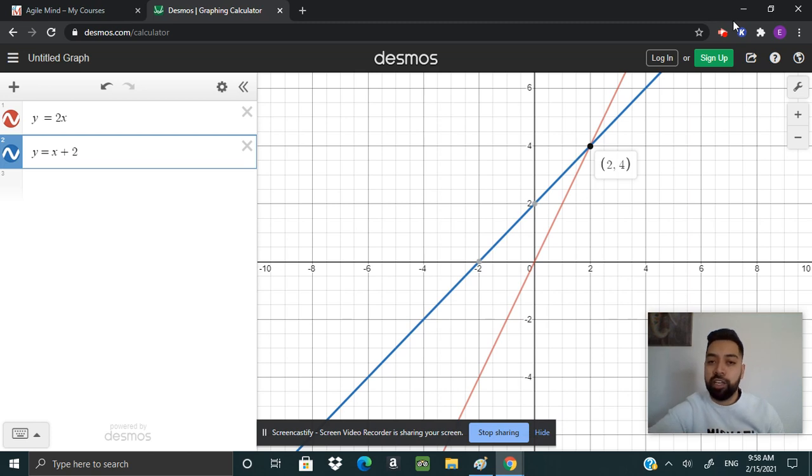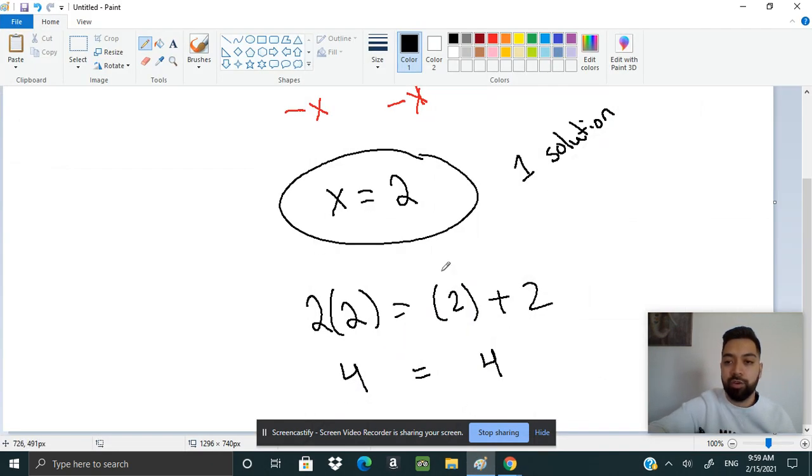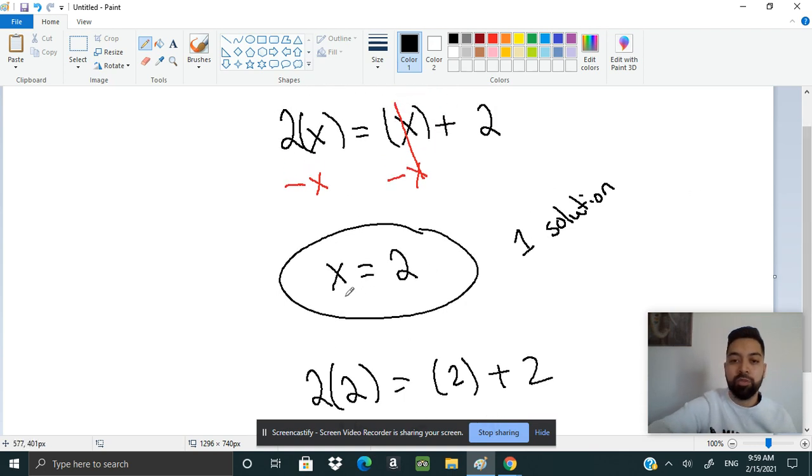So when you see, once again, two intersecting lines at one point, this means that there is one solution. That's how you recognize it on a graph, and this is how you recognize it using the algebraic properties. X equals one value. In this case, the value is 2.